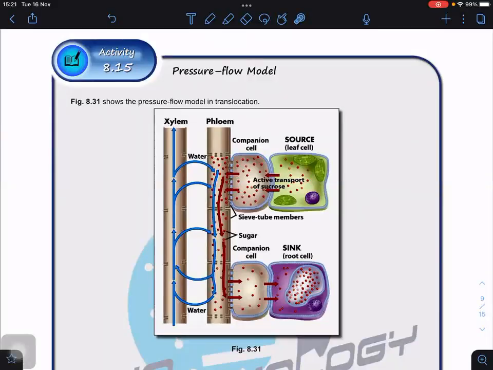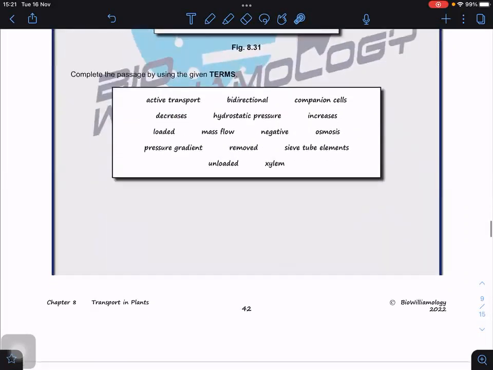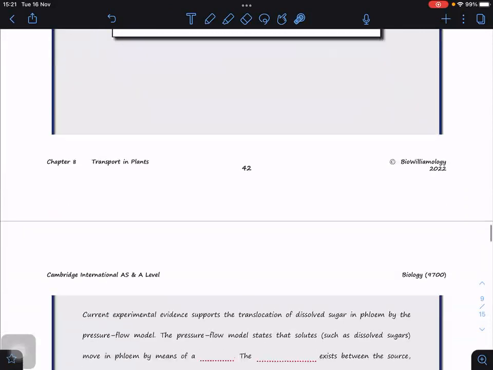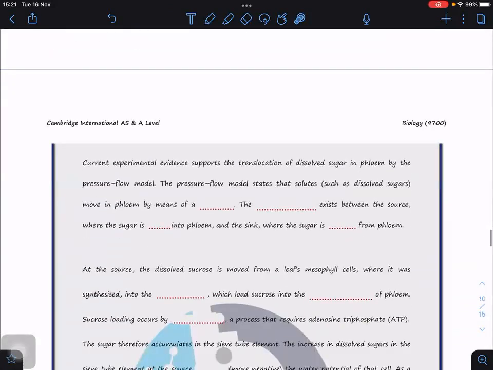So under this model called the pressure flow model, what you need to do now is take 3 minutes to complete the paragraph here. Once you have done, just say done in the Zoom chat. Thank you.